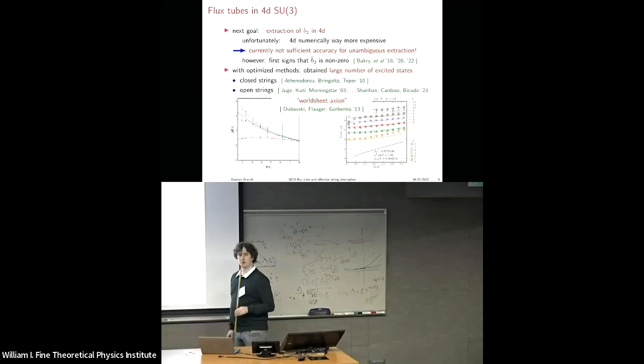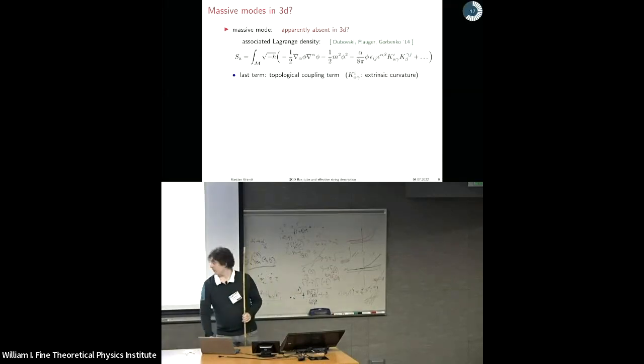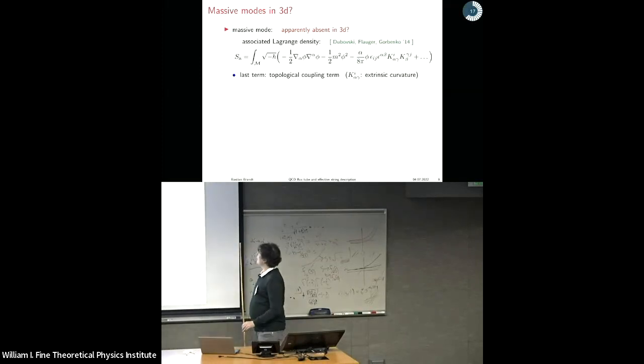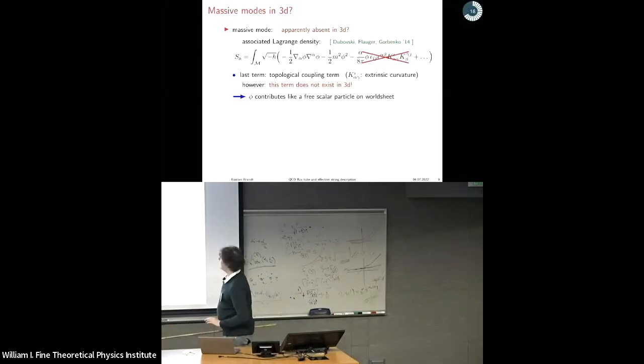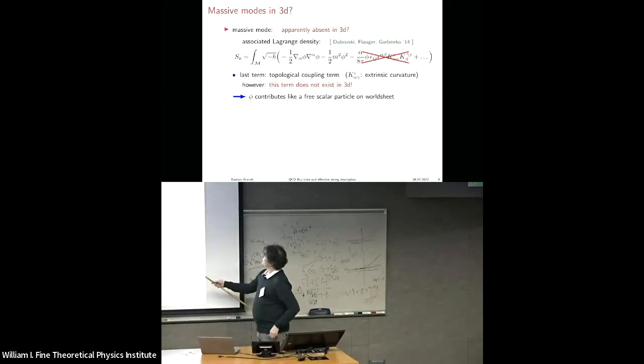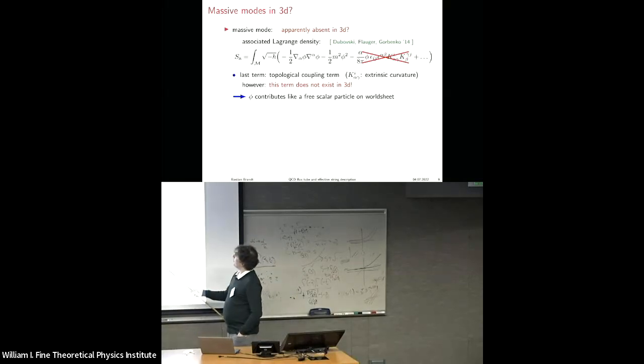However, what is happening to this worldsheet axion in 3 dimensions? In 3 dimensions, there's no such state. So the question is why? If you just look at the associated Lagrange density for this particular worldsheet axion, you see that there is this coupling term here, which couples the worldsheet axion to the string degrees of freedom. And this term is just not there in 3 dimensions. It just doesn't exist. So if we have this worldsheet axion in 3 dimensions, then it's basically like a free particle on the worldsheet.